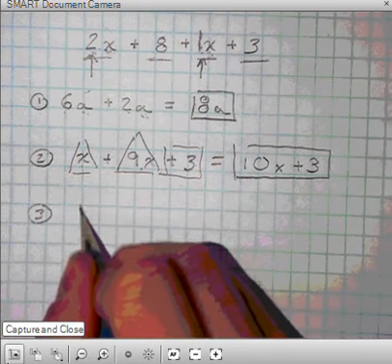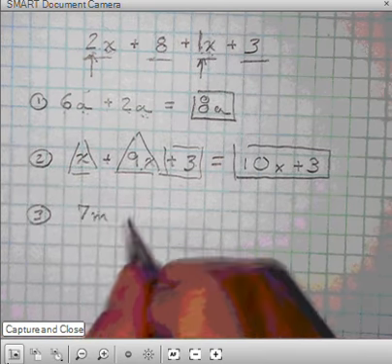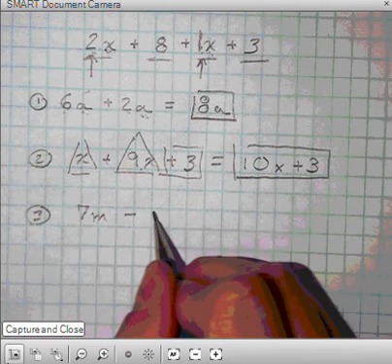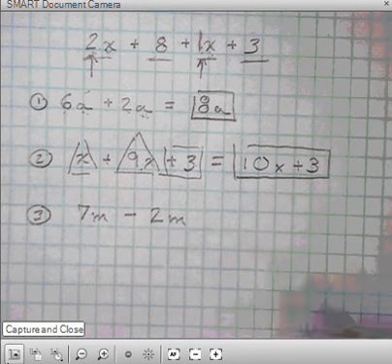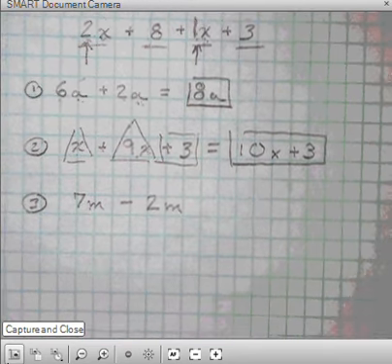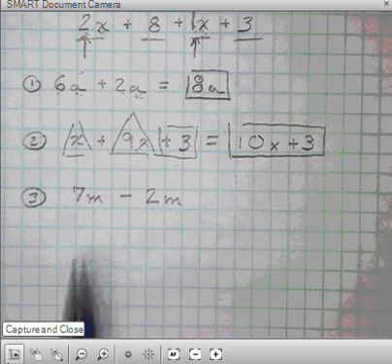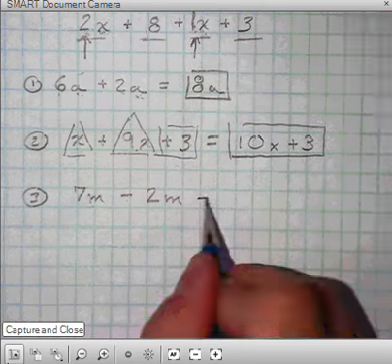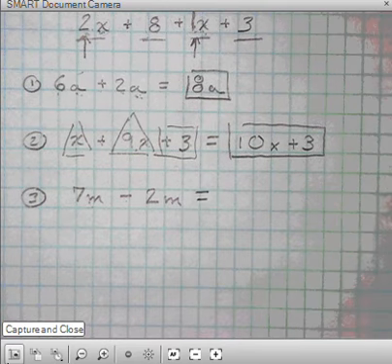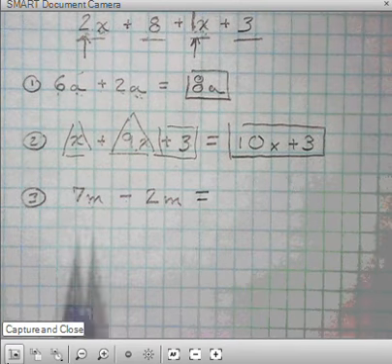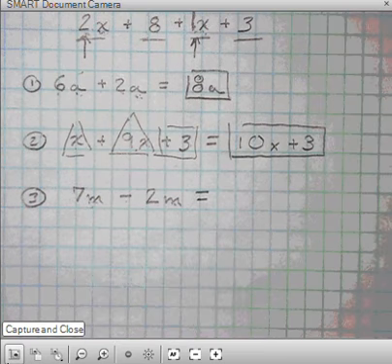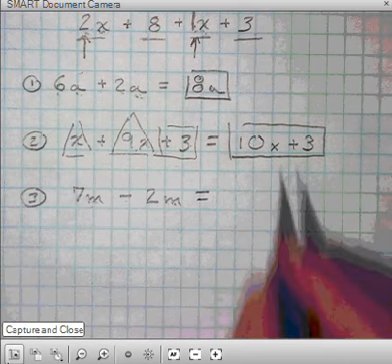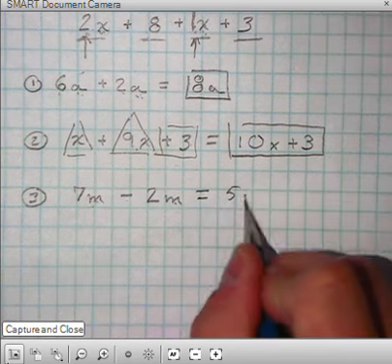It's not always going to be addition. We will have a little bit of subtraction. In this particular problem, I'm starting with 7 m's, and then I'm subtracting 2 m's away. So again, all I have to do is subtract those coefficients because my variables are the same. So when I have 7 m's and I take away 2, how many do I have left? Julian? 5 m. Very good.